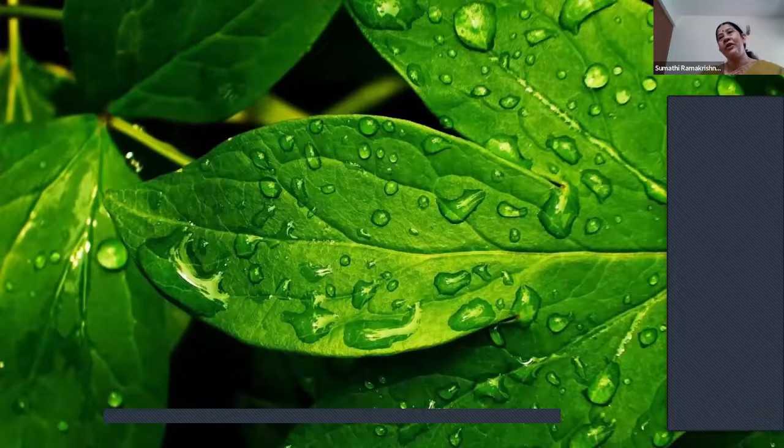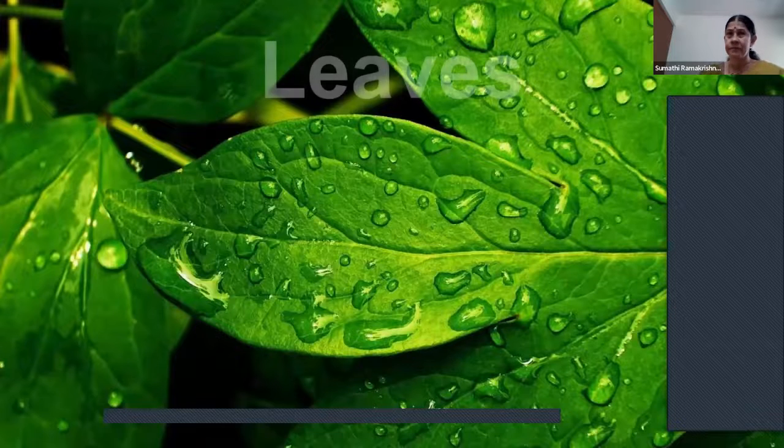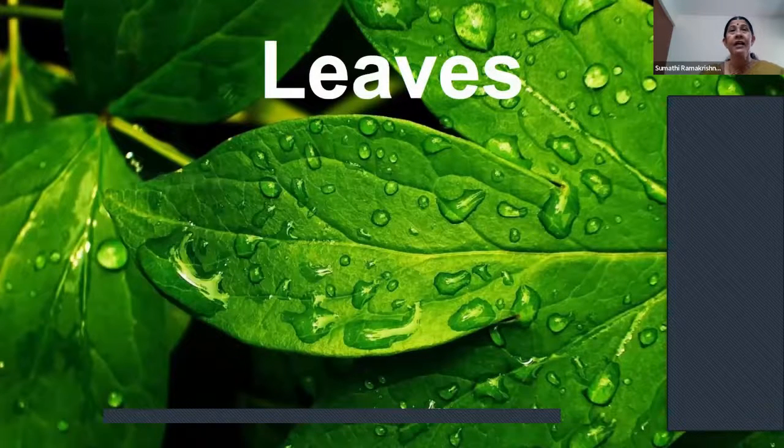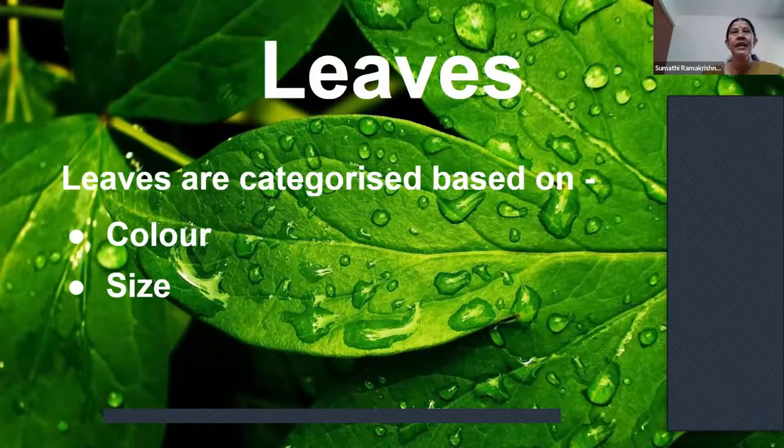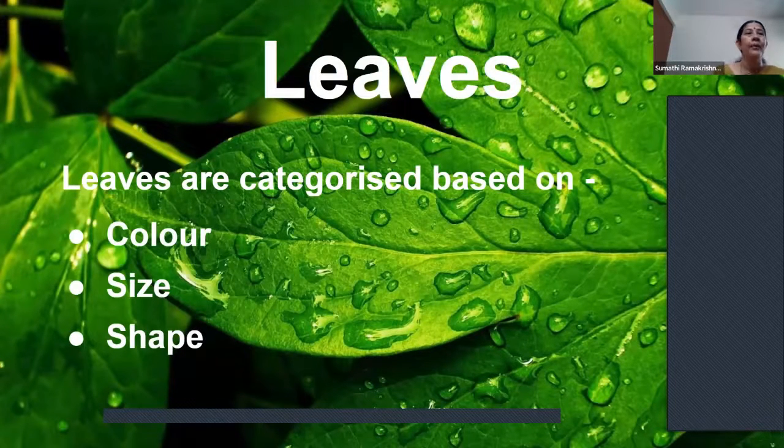So you can say, have you ever observed the leaves? Surely they would have said yes. Then, how are they categorized? Why do they all look different? So they are categorized based on their color, size, and shape. You can ask them why the leaves are green in color. In the majority of plants, the leaves are green in color. Why are they?